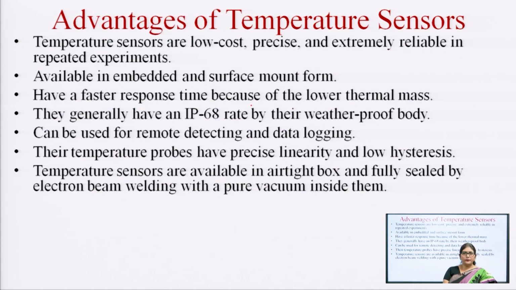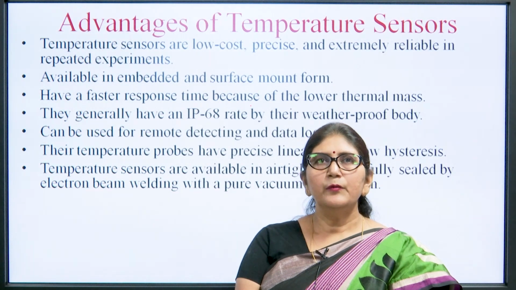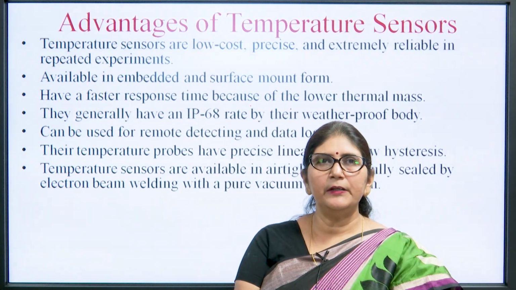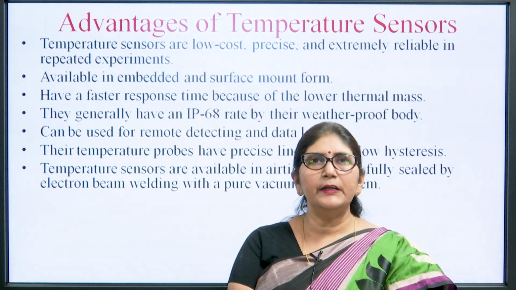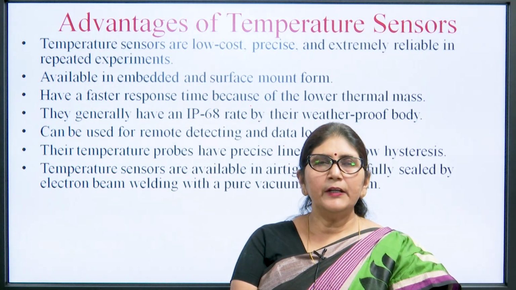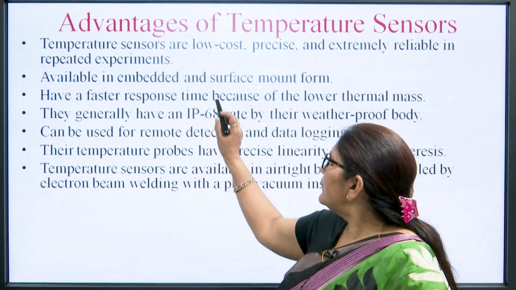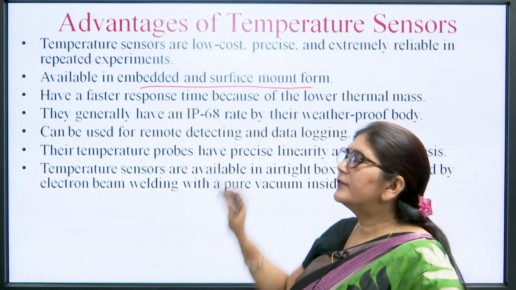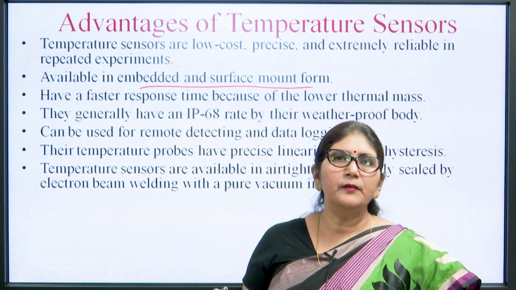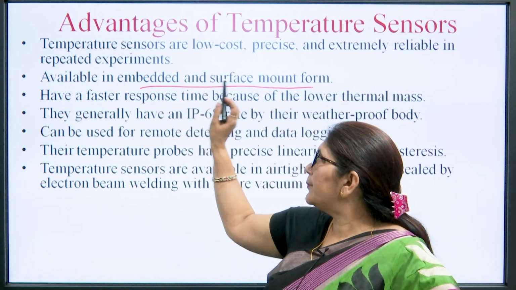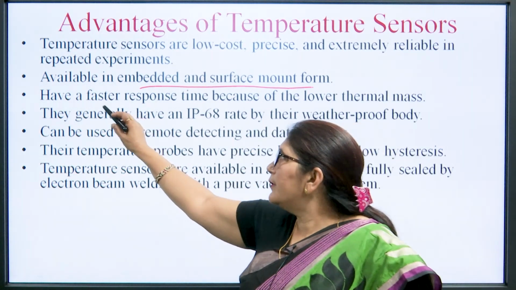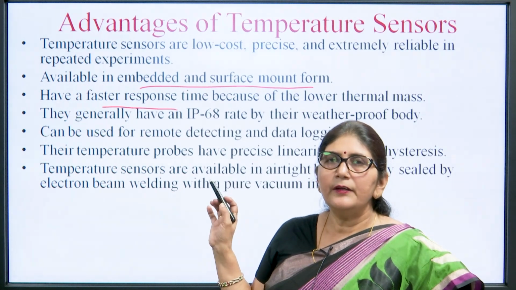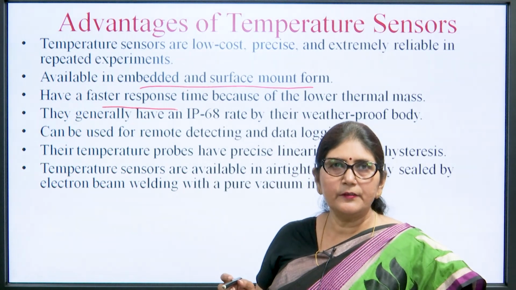Then what are the advantages of a temperature sensor? Temperature sensors, we know, are low cost, precise and extremely reliable in repeated experiments. Deformation generally does not take place in a temperature sensor. They are available in embedded form and as surface mounted devices. So, they are very much suitable for PCB purposes, because they are available in embedded and SMD, surface mounted, form also. Their response is very fast because of low thermal mass.